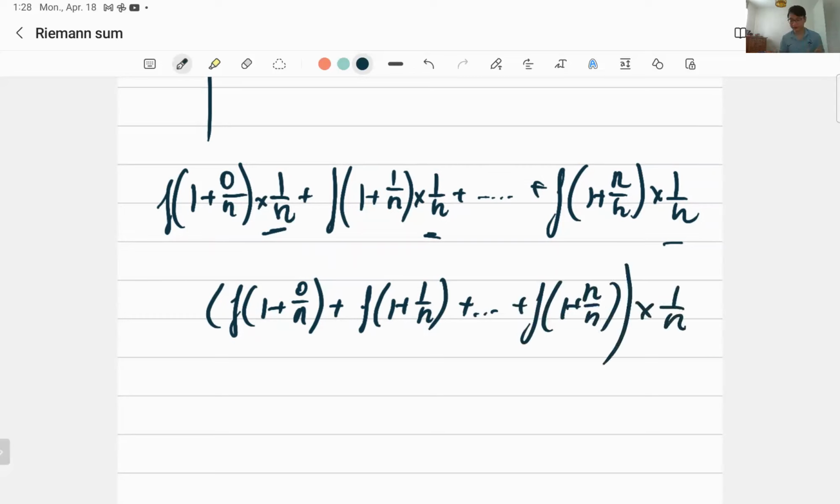So everything put in a bracket. And now, oh my God, not n over n. Why did I say n over n? It should be n minus 1 over n. All right, so I'm going to put everything in a bracket.